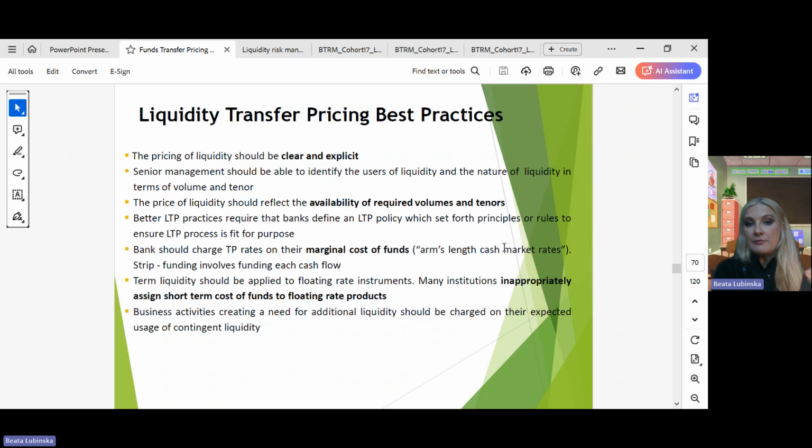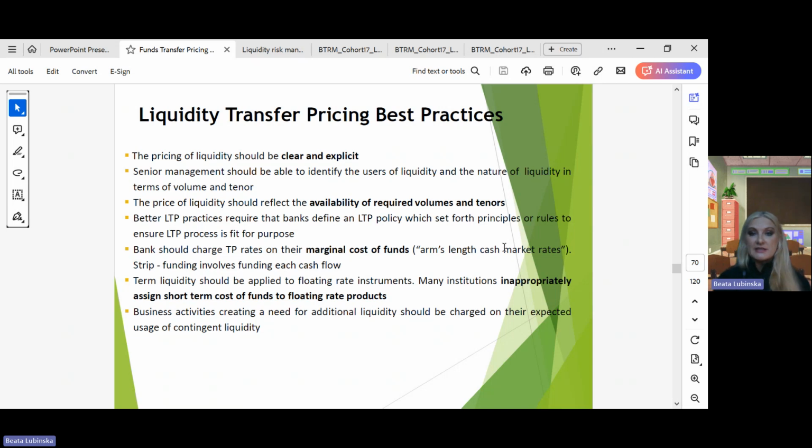However, there is the TLP component, which is for 5 years, because this product consumes liquidity for 5 years, not overnight. So in this particular case, the overall FTP rate for the product will be a summation of overnight base reference rate plus TLP for 5 years.